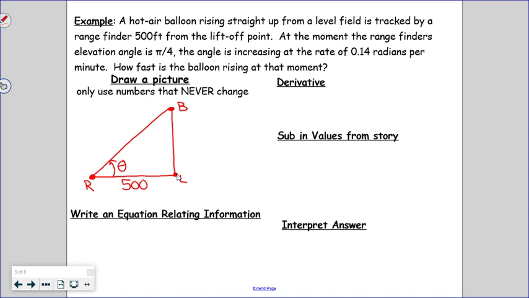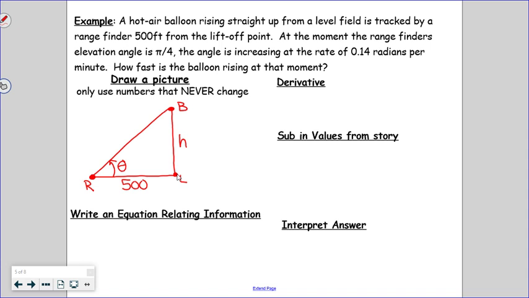It's also talking about the height of the balloon, right? How fast is it rising? How quickly is this height changing? So it's talking about this height here. So I label the things that they refer to in the problem or have anything to do with my problem with variables unless that thing is not changing, and then I can put that number in there. Any questions on the picture part of it so far?